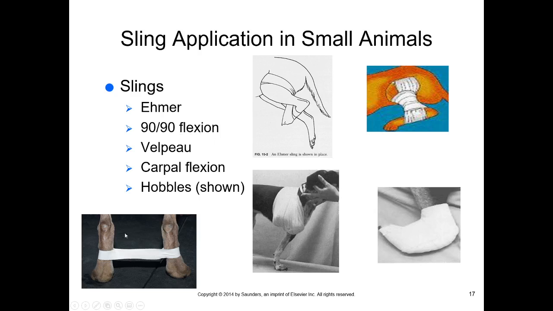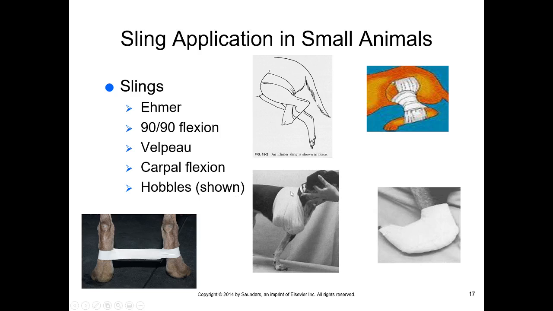The hobbles over here also are typically used for the back legs, and it's just keeping those legs at a good angle from each other so they can't splay out, so you can't have an animal fall down with its legs splayed. That's called the hobbles.